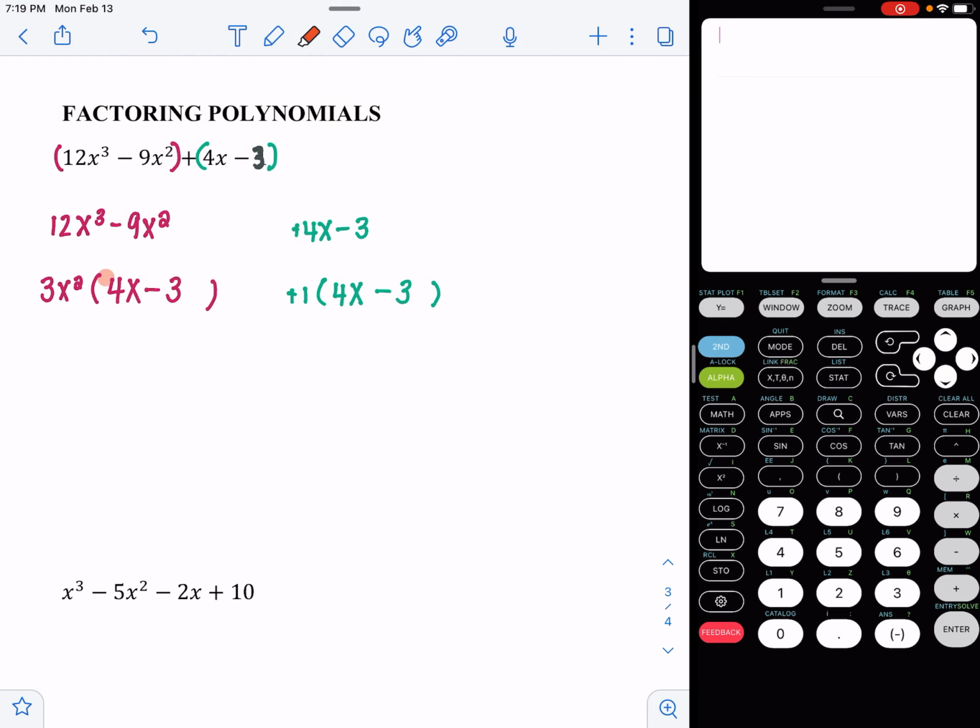So a really good checkpoint right now is that inside our parentheses is the same. And this now becomes one of our factors, 4x minus 3. And your other factor is everything that was left over, so the 3x squared and the positive 1.